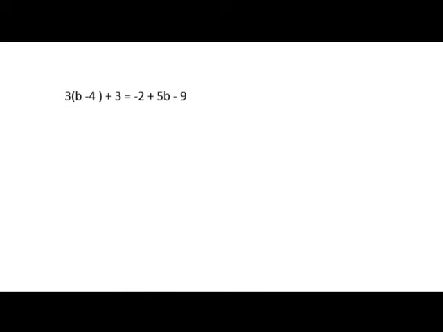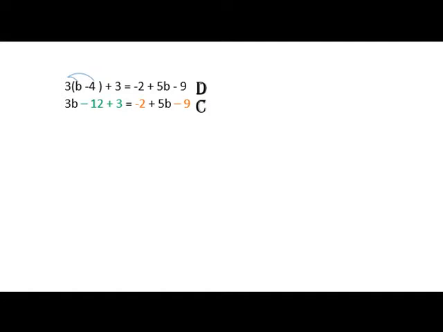Let's look at another problem. This problem has parentheses, so we first need to distribute the 3 to the b and the 3 to the negative 4. That gives us 3b minus 12 plus 3 equals negative 2 plus 5b minus 9. Notice the rest of the equation was written exactly how it was in line 1. Now I'm going to combine like terms.